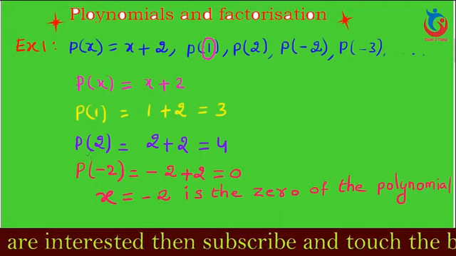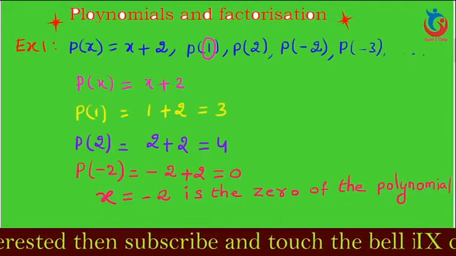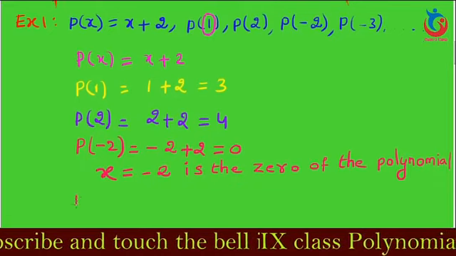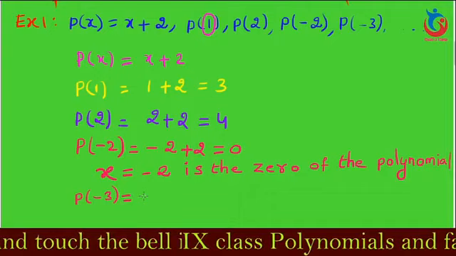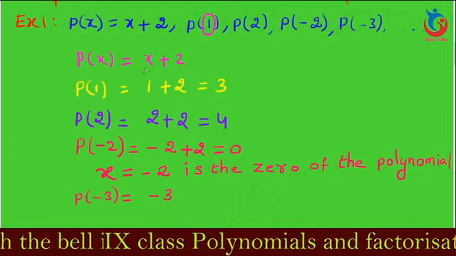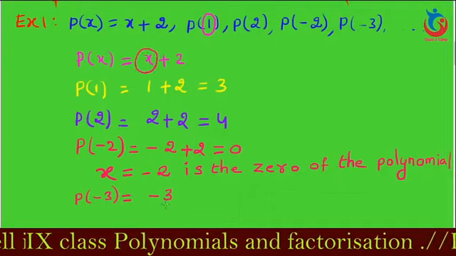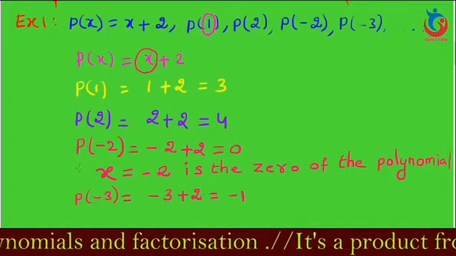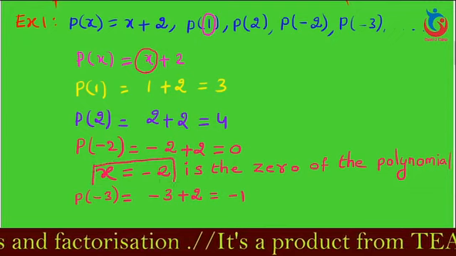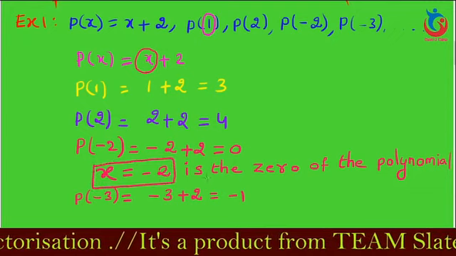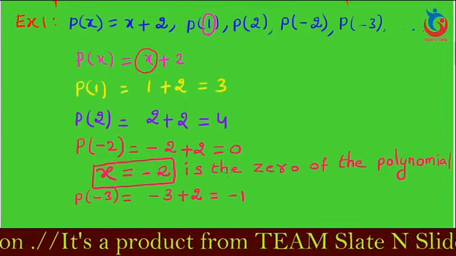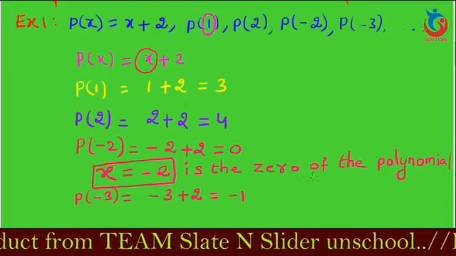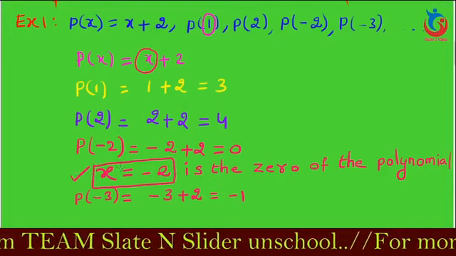Next we should find the value of P of minus 3. So P of minus 3 is equal to minus 3 plus 2, substituting minus 3 in the place of x, that is equal to minus 1. Suppose you are asked to find P of minus 4, P of minus 5, P of minus 6, then by substituting the values we get the values. But the 0 of the polynomial, only 1 exists.